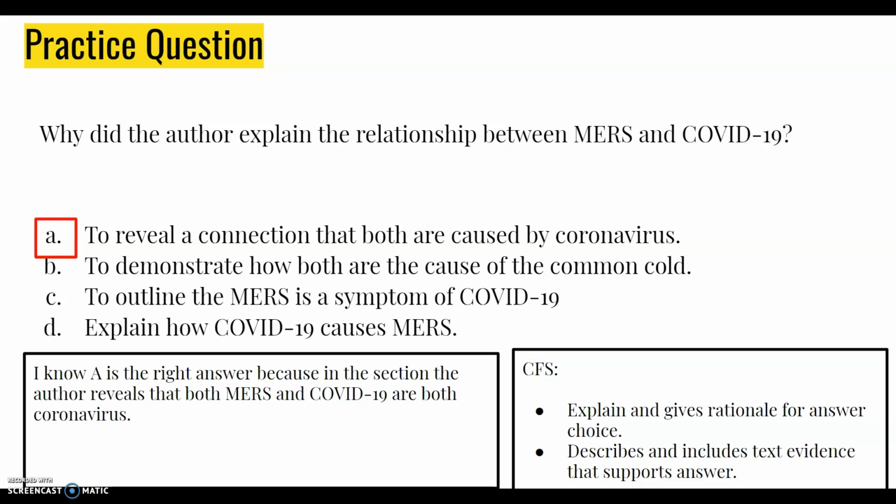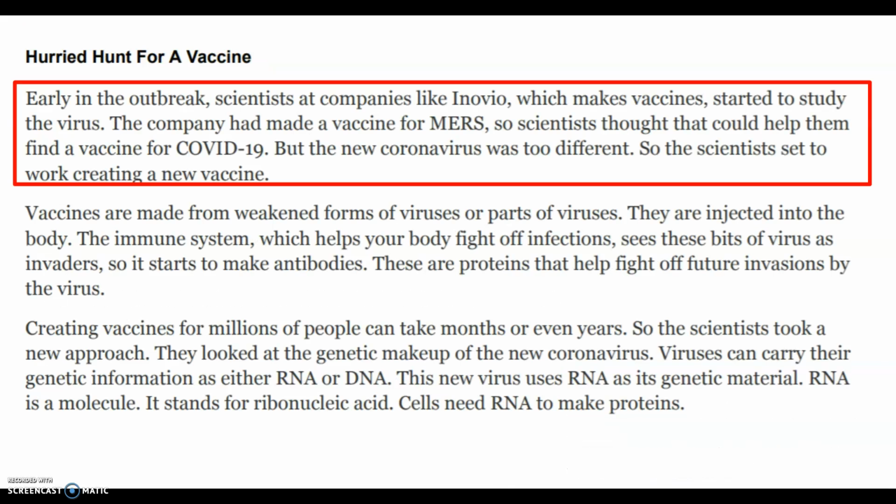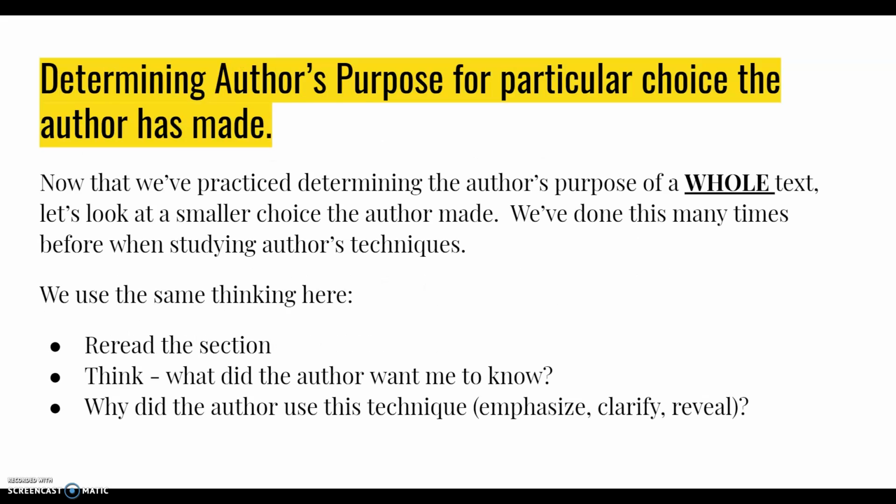When you are answering this type of question, I expect you to explain or give your rationale for your answer choice and include text evidence that supports your answer. So I'm just going to quickly go back to our thinking steps. When we're asked to determine the author's purpose for a particular choice the author's made, we are again using the same thinking steps, just honing in on a smaller part of the text.